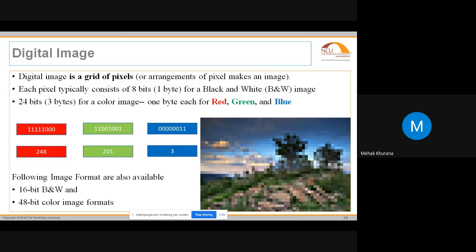If I'm talking about a black and white image, each pixel has 1 byte, that is 8 bits. And if I'm talking about a colored image, which has the three colors red, green, and blue, that has 3 bytes, that is 24 bits, and those 3 bytes combined together form a single color. They are combined in such a manner that this forms a different color, and that tells me what the color of that particular pixel is. There are other formats also, like 16-bit for black and white and 48 bits for color, but the ones commonly used are 24 bits and 8 bits.